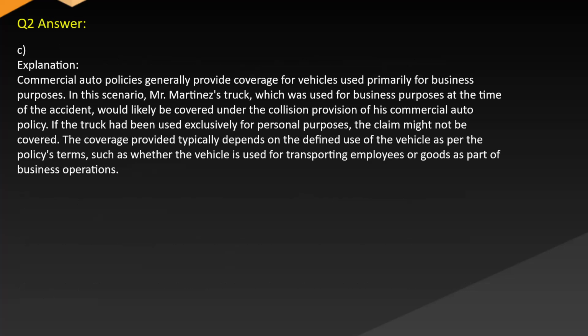Answer. C. Explanation. Commercial auto policies generally provide coverage for vehicles used primarily for business purposes. In this scenario, Mr. Martinez's truck, which was used for business purposes at the time of the accident, would likely be covered under the collision provision of his commercial auto policy. If the truck had been used exclusively for personal purposes, the claim might not be covered. The coverage provided typically depends on the defined use of the vehicle as per the policy's terms, such as whether the vehicle is used for transporting employees or goods as part of business operations.